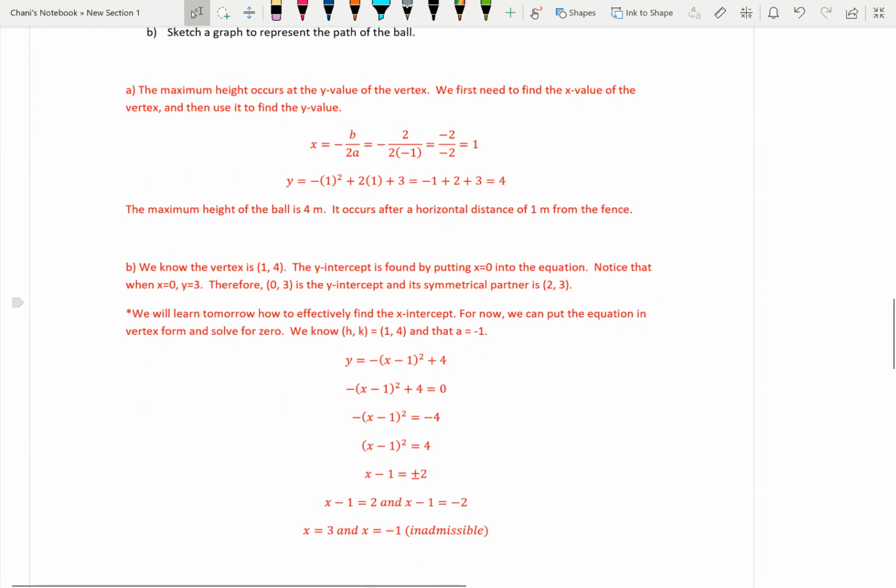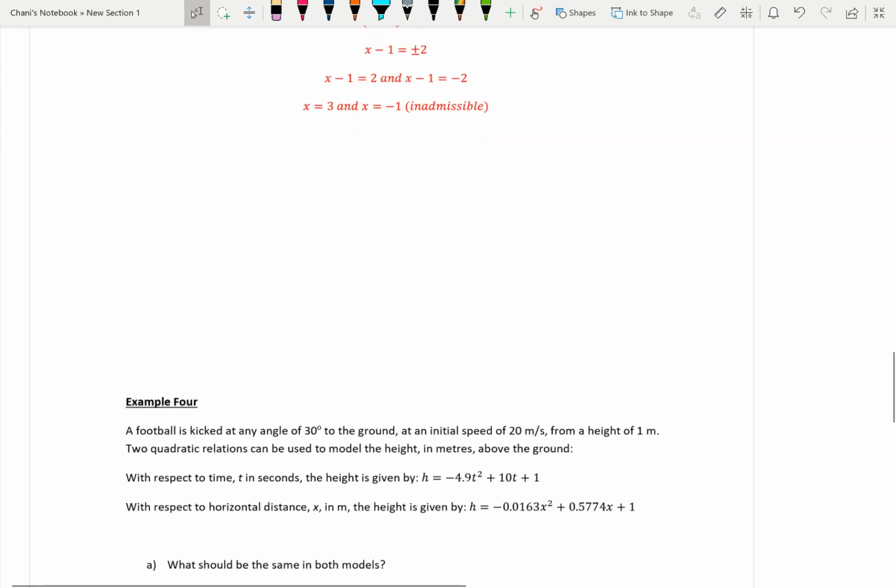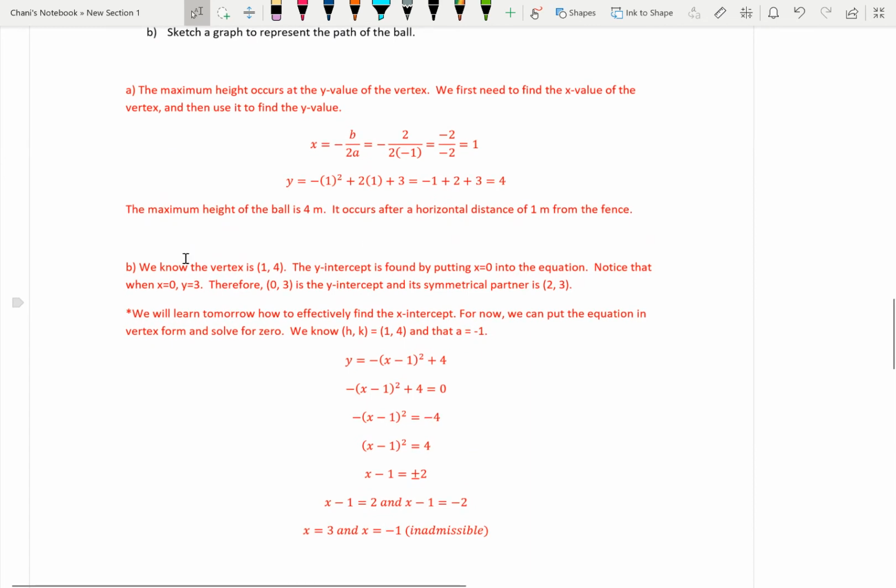Well, we already know the vertex, but we do want to find the y-intercept and its symmetrical partner. And then the zeros will also help us create a nice rounded out graph here. So notice that we can put x equals 0 into the equation to find that (0, 3) is the y-intercept. And we know the axis of symmetry occurs at 1, so its symmetrical partner is (2, 3). If you forget how to do this, you can go back to previous videos.